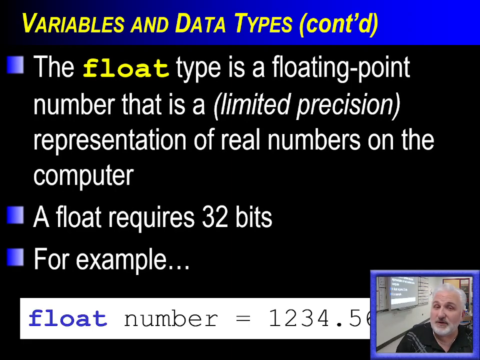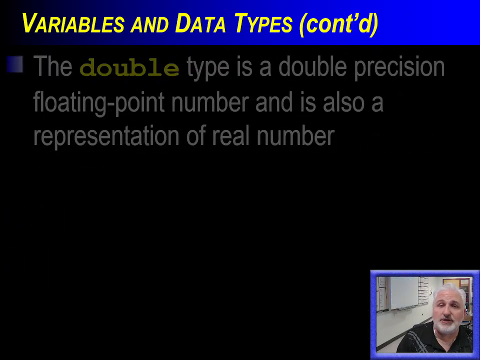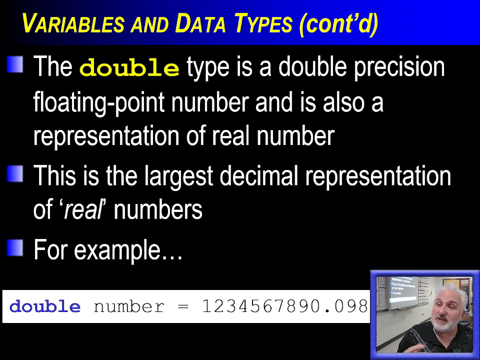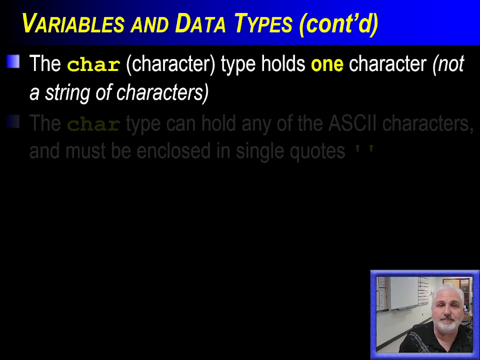The float is the first type that can store a decimal value. It requires 32 bits of storage. And the double, which is the most precise, is the largest and most real representation of data that involves both a whole number portion and a decimal portion.